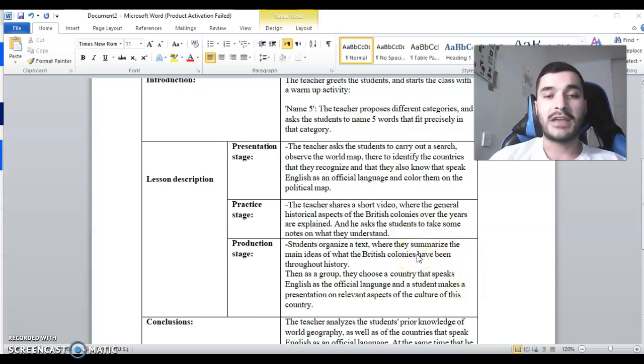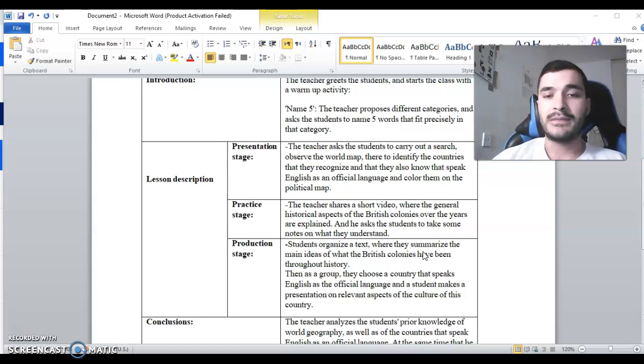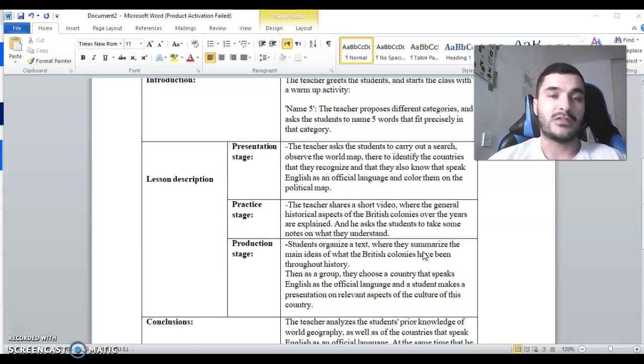As a practice stage, the teacher will share a short video with the students, where he is going to share historical aspects about British colonies over the years and explain, and it will be necessary to take some notes in order to complete an activity at the end.